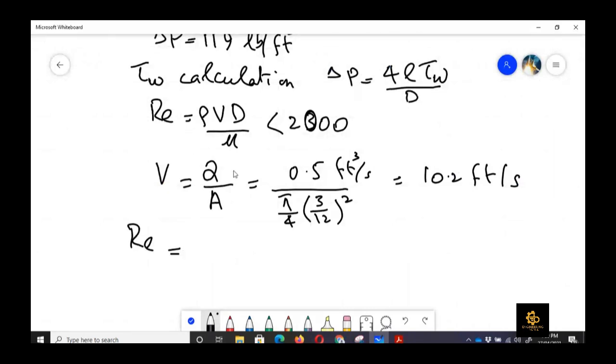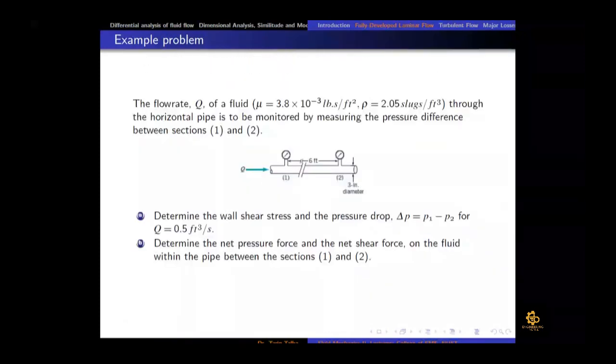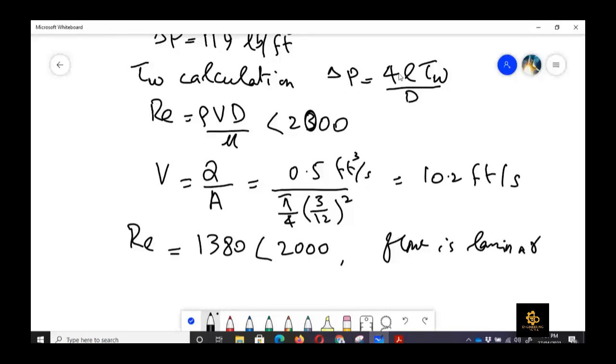So if we put in the value, rho value is, let me go back to that slide, 2.05 slugs per feet cube. So 2.05, then we have been given velocity, we have just calculated, diameter is 3 by 12, mu value is 3.8 into 10 to the power minus 3. If we put in the values, Reynolds number comes out to be approximately 1380. That is of course less than 2000, so it means that the flow is laminar. So for this, now we can use this relation.